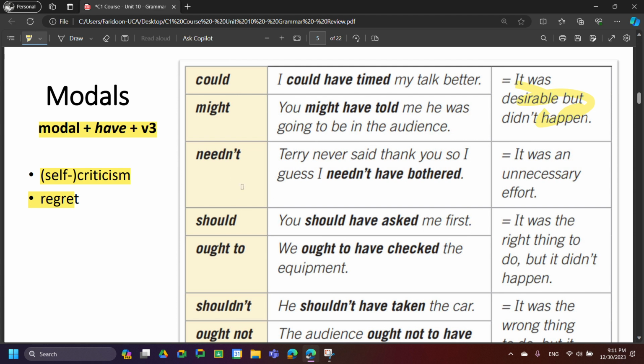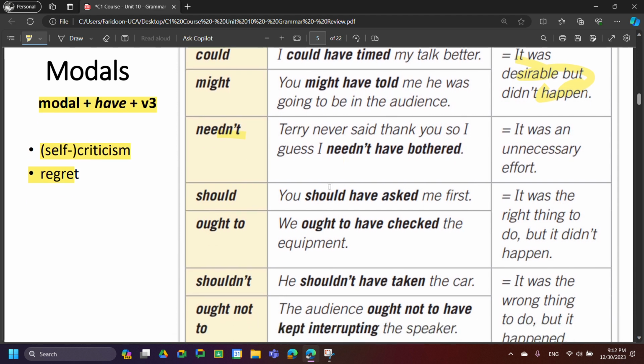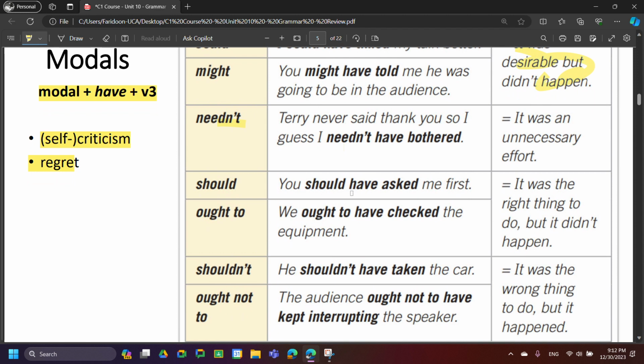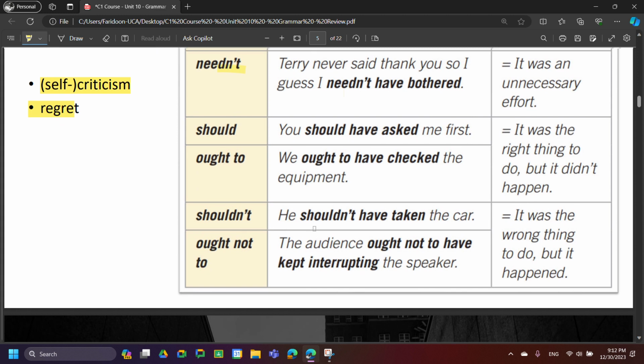Another one is using need as a modal verb. So the negative in here, needn't. Terry never said thank you, so I guess I needn't have bothered. It means that it was an unnecessary effort. Should is another one, like you should have asked me first. It means that it was the right thing to do, but you didn't do it. Or ought to, which is also the same as should, but a bit more formal.